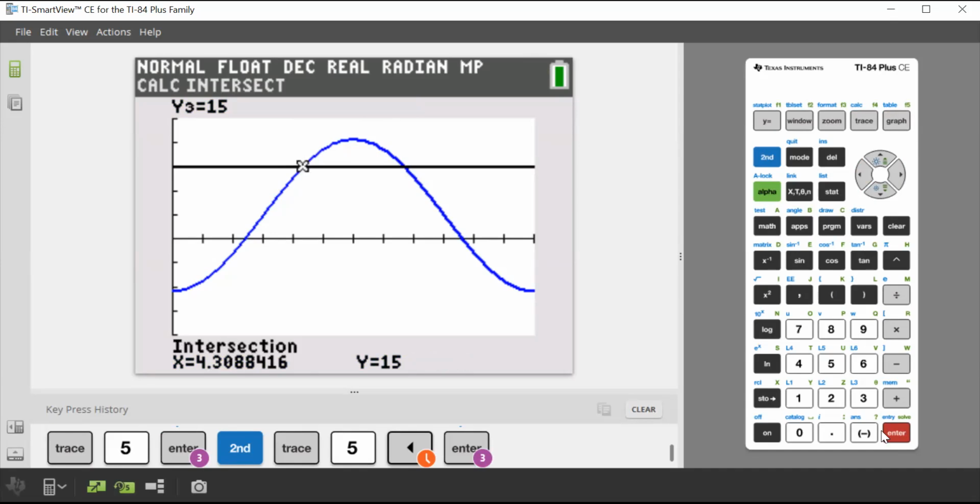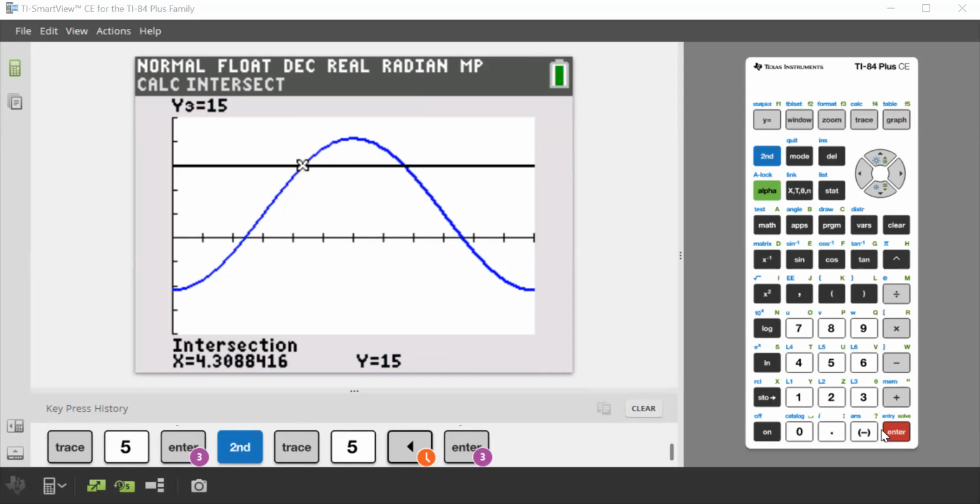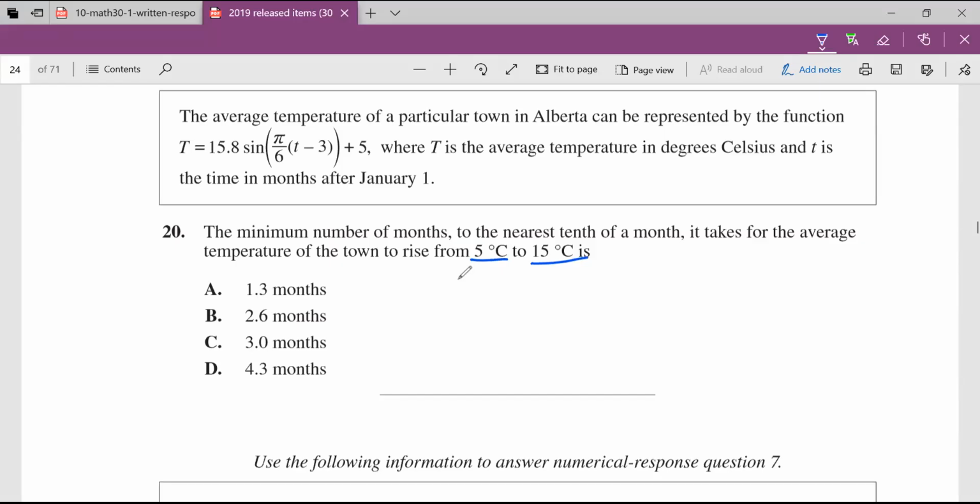So friends, go back to our test. And what have we got now? Well, the first point of intersection, time 1, was at 3 months. Time 2 was at 4.3 months. So how long does it take to go? Well, 4.3 minus 3 is 1.3 months.